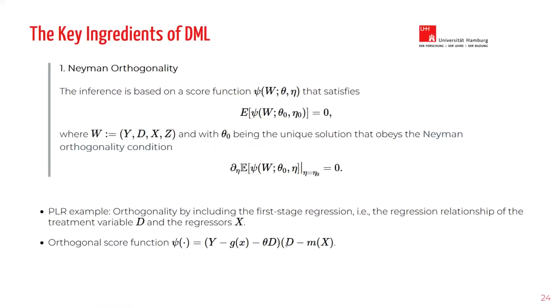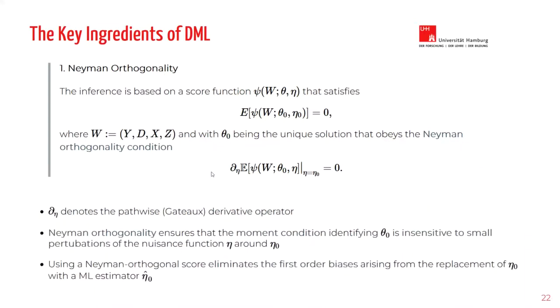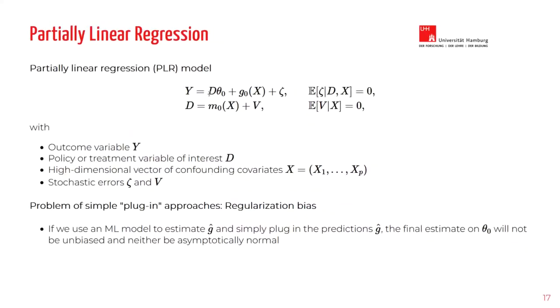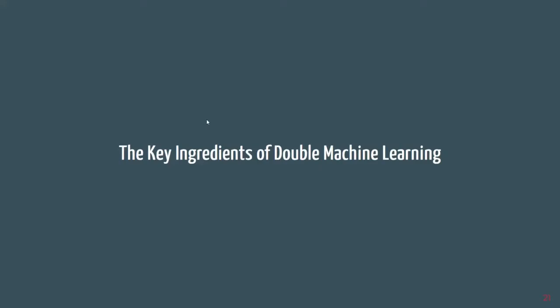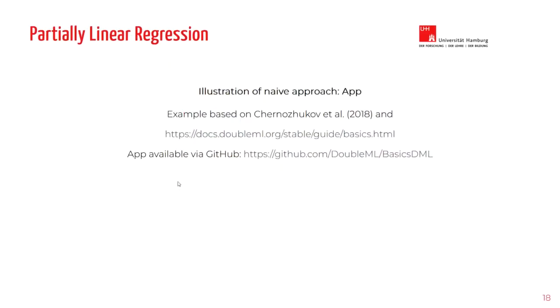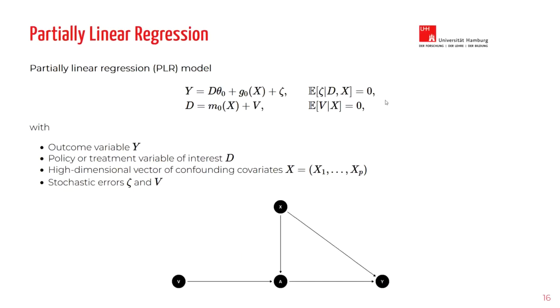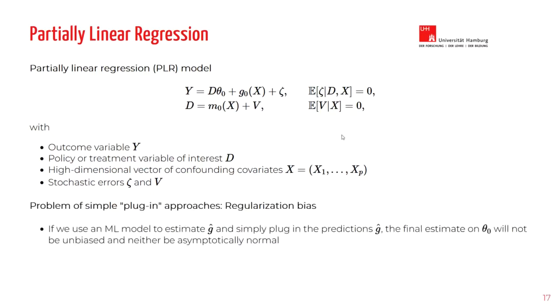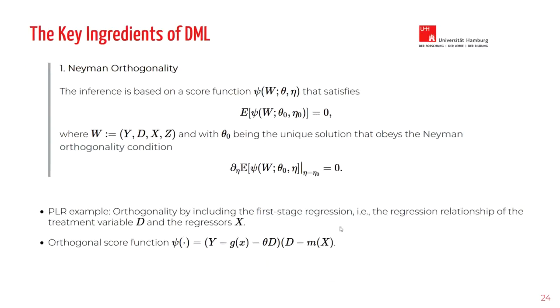So it really eliminates this regularization bias that comes from replacing the true value by the ML estimator, eta naught. It's a little bit hard to see right now, but we can go to the partial linear regression example from before. In that example, we can set up an orthogonal score, and the score takes the form here. On the one hand, we have the main regression equation. This is simply rewriting the expectation of the partial linear regression equation.